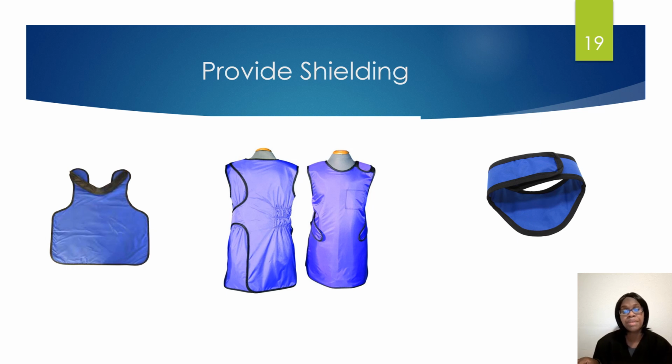Provide shielding when possible. If you are taking an image, let's say on a patient's skull or chest, you can shield the protective areas or the gonads. Just make sure that you provide the shielding also to the parent, family member, friend, or guardian if they have to stay in the room. So we have different shields. You have the full apron shield, you also have a waist shield, and then in the last image you have a thyroid shield.